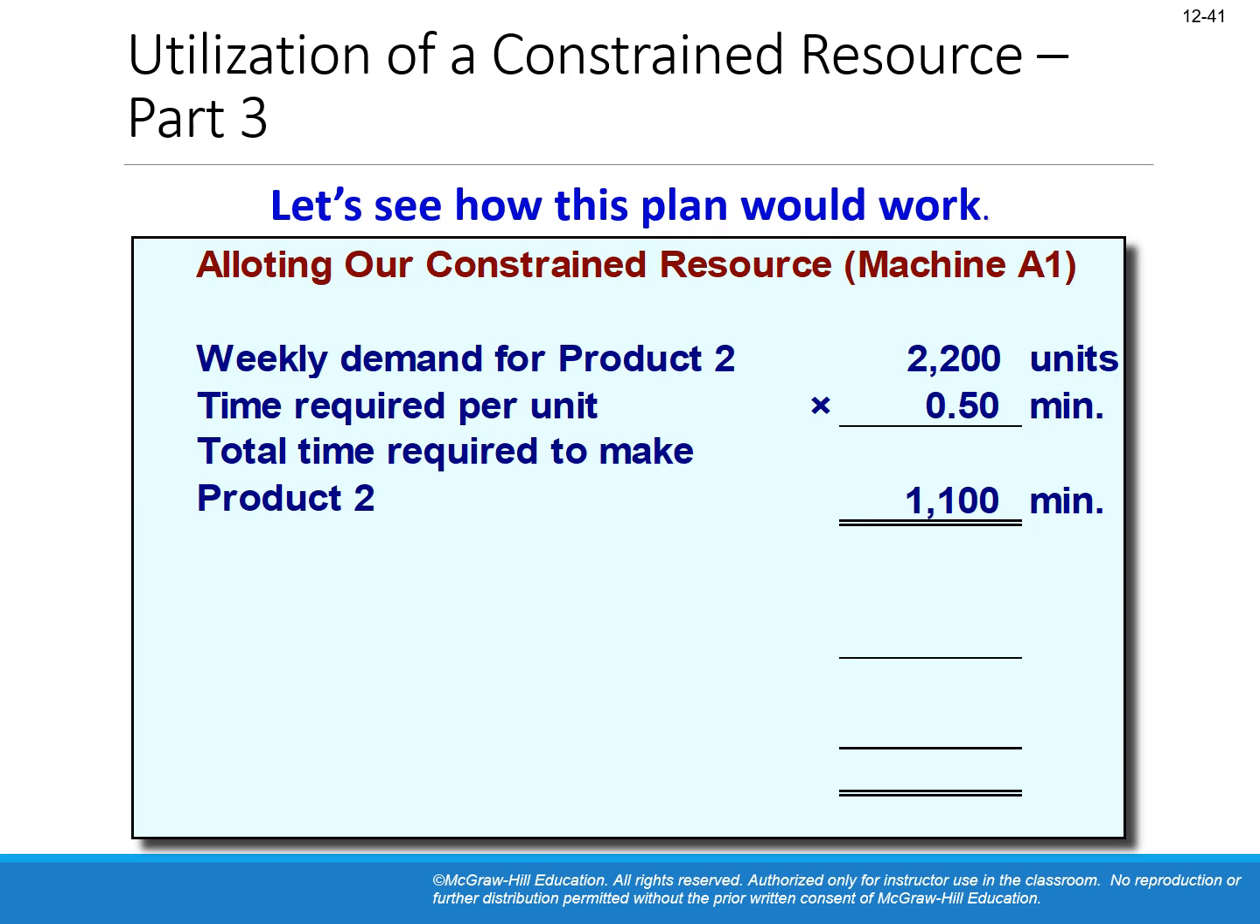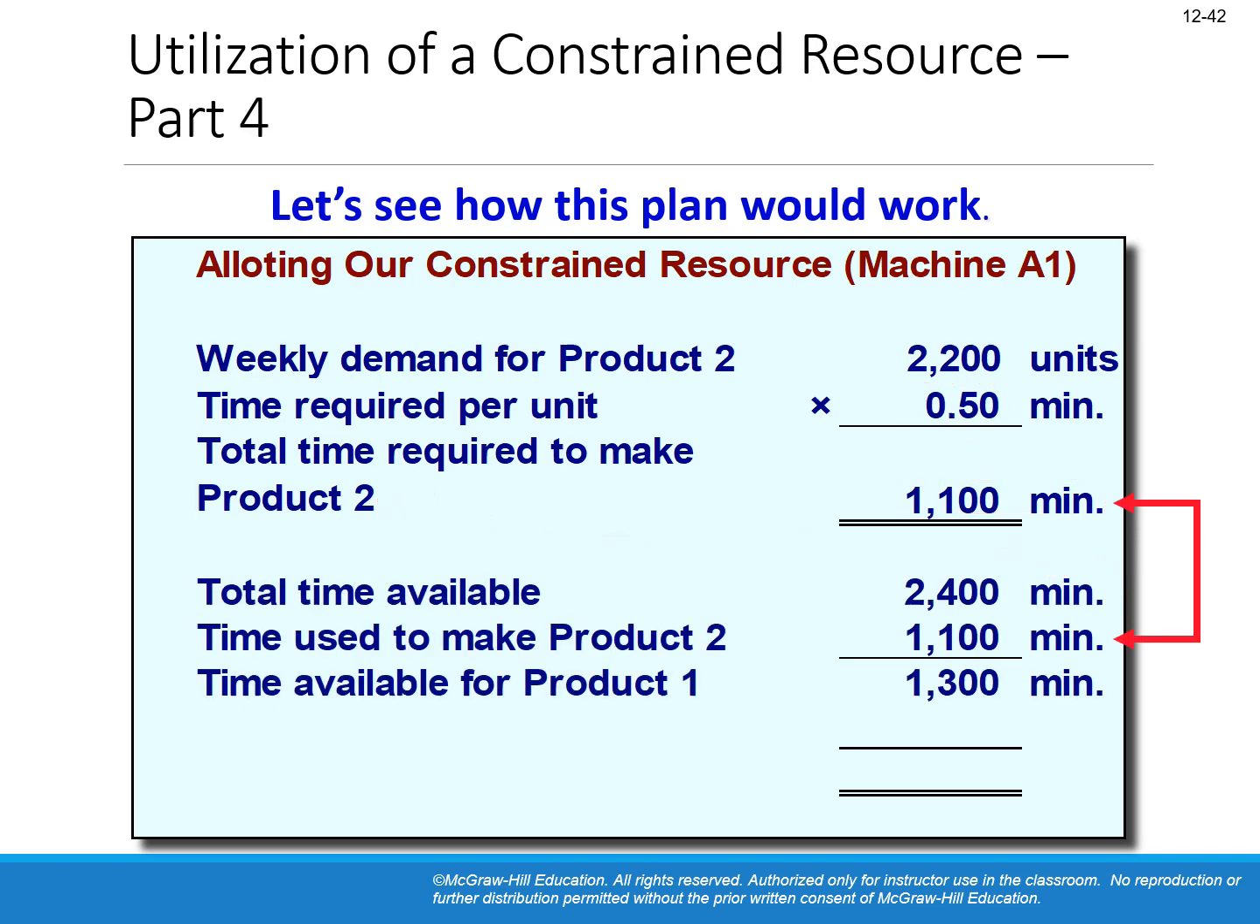So let's see how the plan would work. Weekly demand of product 2 is 2,200 units multiplied by 0.5 minute from the constraint, machine A1. This means that I will need 1,100 minutes to satisfy fully the demand of product 2. Remember that the maximum operation of the machine is 2,400 minutes. So we are left with 1,300 minutes, which should go to product 1.